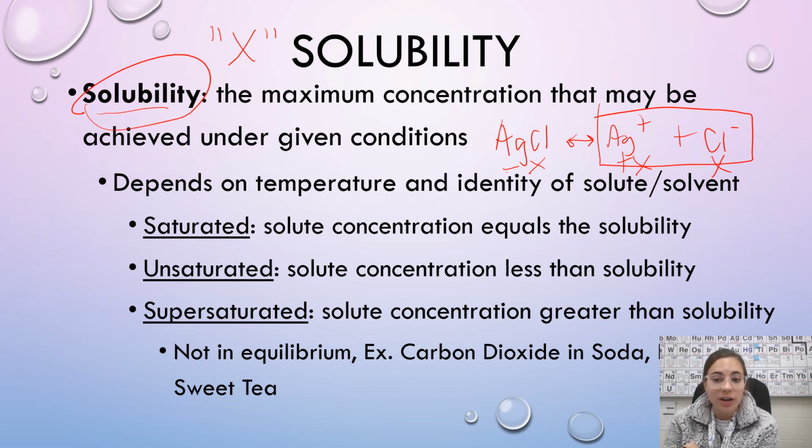If it's unsaturated, it is not to its saturation point yet. So there's less than its maximum solubility. And then if it's supersaturated, then it actually has a greater amount in there than its solubility allows, which seems not possible, right? Because if our solubilities are maximum, how do we dissolve more than our maximum? And that requires changing some condition in order to achieve that.